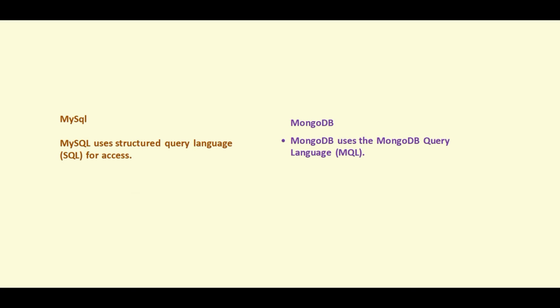MySQL, like any other RDBMS system, uses structured query language or SQL for data access, whereas MongoDB uses the MongoDB query language or MQL for short.